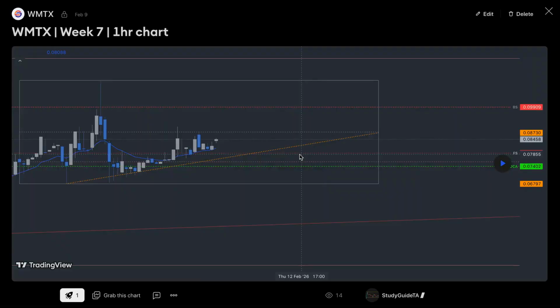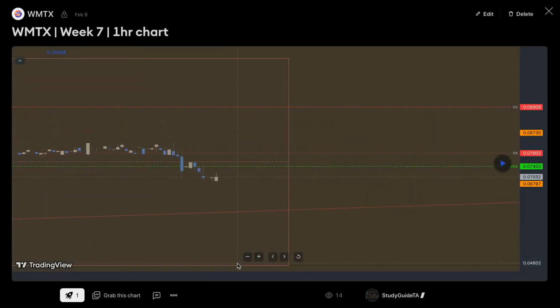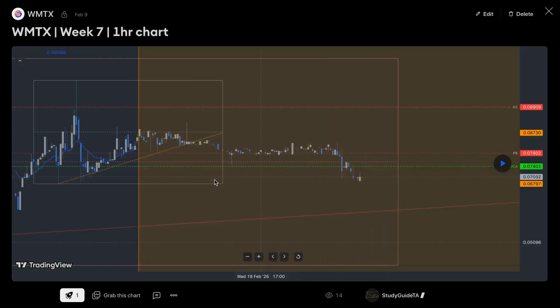This is WMTX week 7. The gray box here is week 7, and the pink lines are monthly lines, and we're going to move from week 7 into the monthly and yearly time frame TA. We see that price through week 7 was held down by the weekly median, and this 4-hour accumulation trend was supporting it. It broke that and went down to the monthly median.